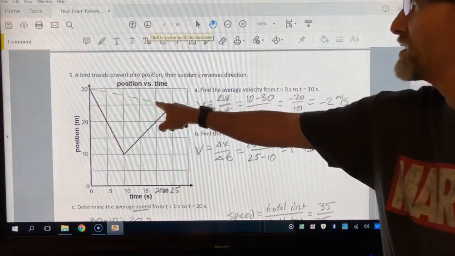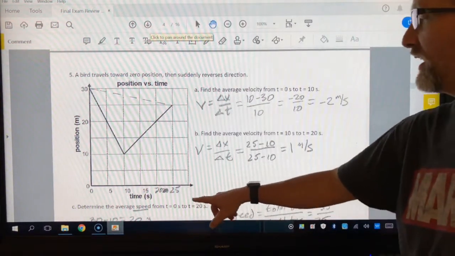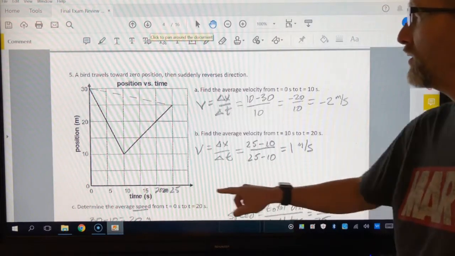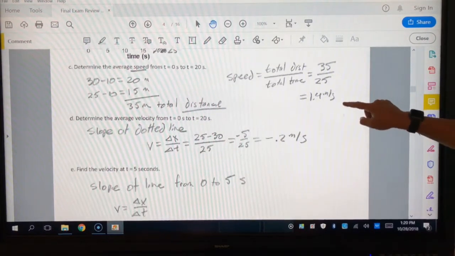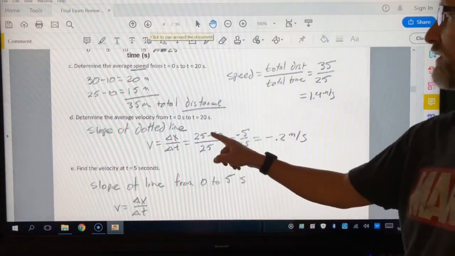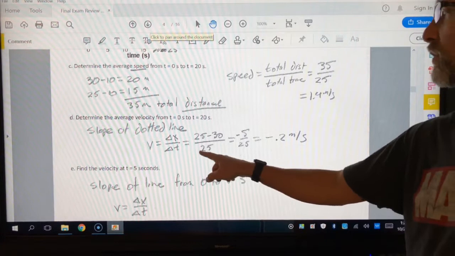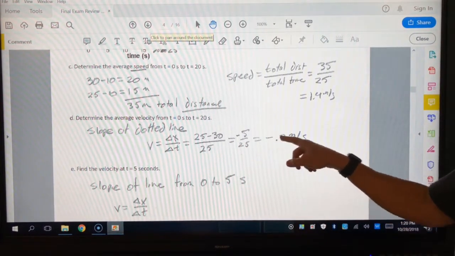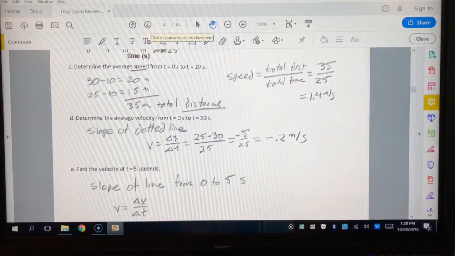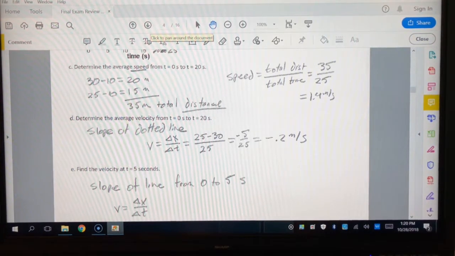So because this is a straight line and we just need the slope to find the average velocity, we're going to use our 25 both for position and for time. So the slope of the dotted line is going to be 25 minus 30. Change in time is 25 minus 0. You get -5 over 25, so we get an average velocity of -0.2 meters per second.